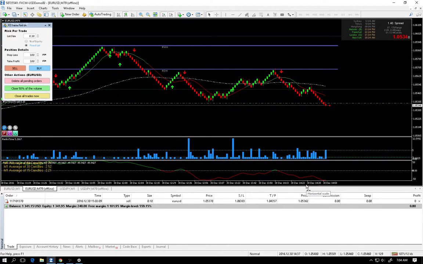So if you bump it up to 0.2 lots, then this would be double, which we'll take a look at here in a second. So we're 1.2 pips and $1.10 in profit.